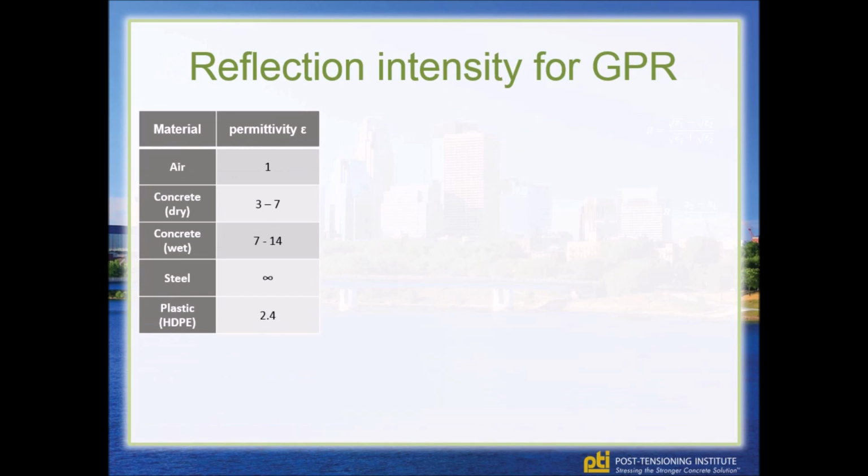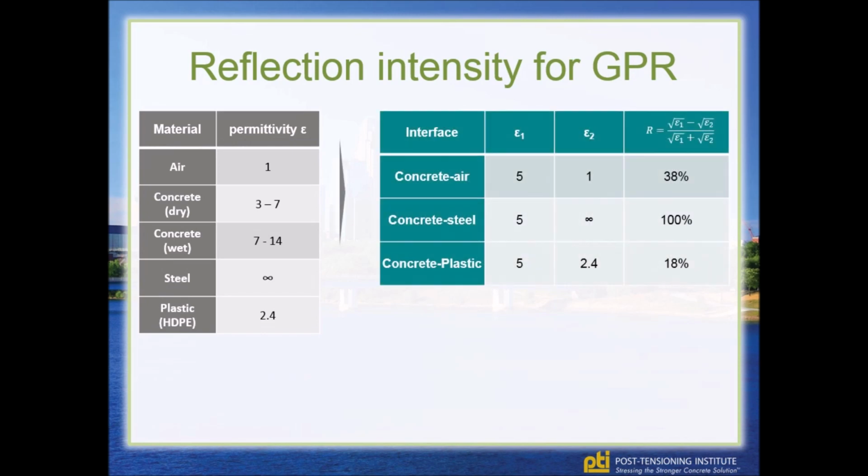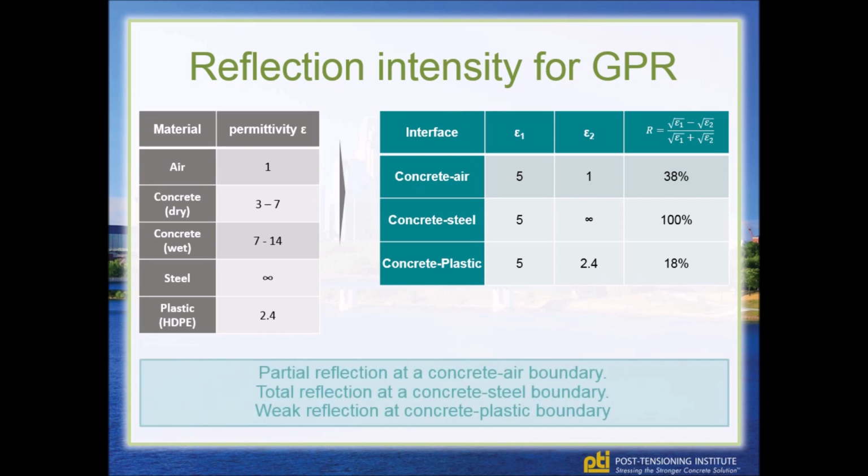If we look at GPR, these are typical permittivity values, and it looks a little bit different. Concrete-air, we have about 38%, concrete-steel, we have 100% reflection, and concrete-plastic, 20%. So basically here we get a total reflection at the concrete-steel boundary and a weak reflection at the concrete-plastic boundary.